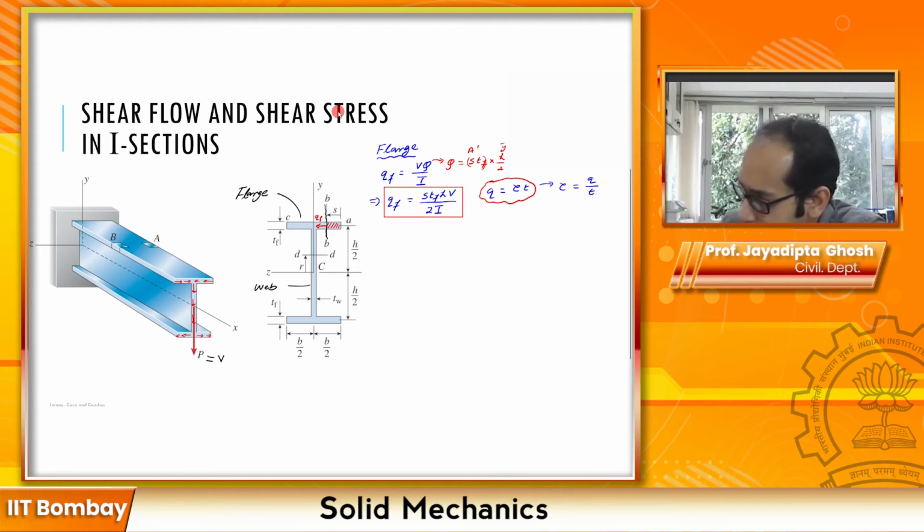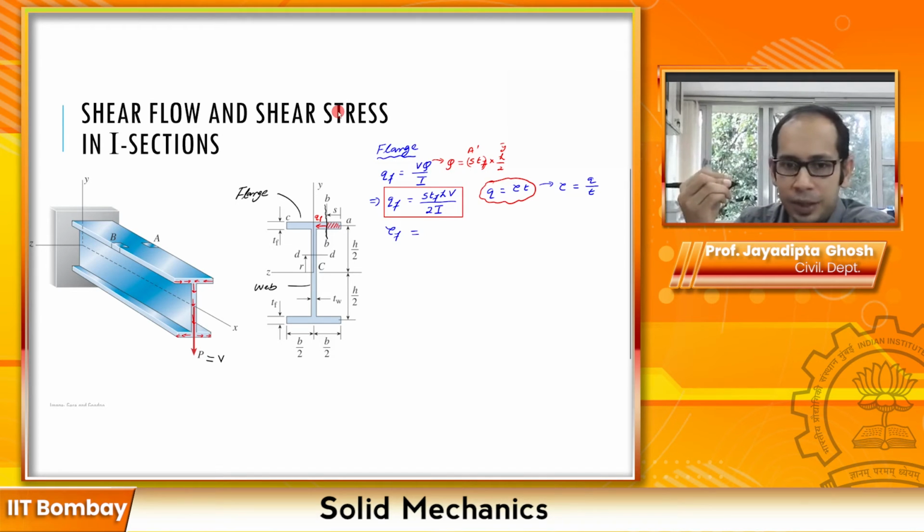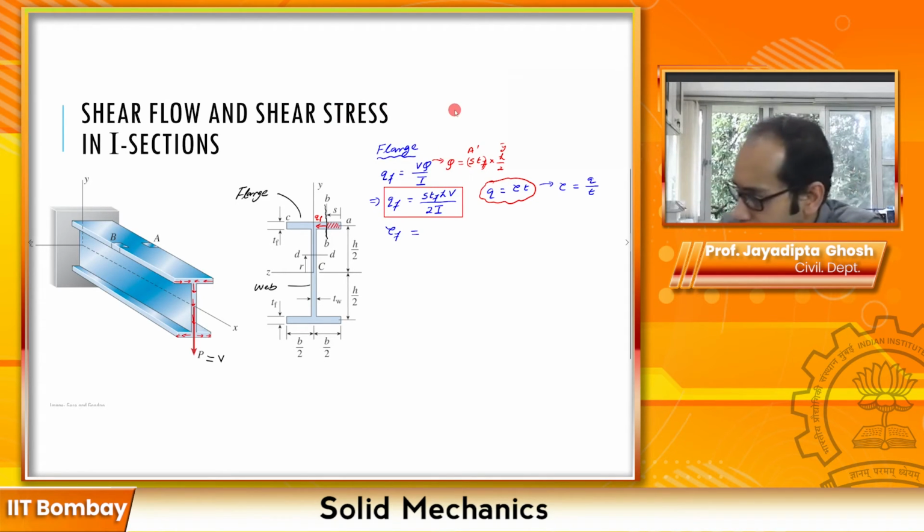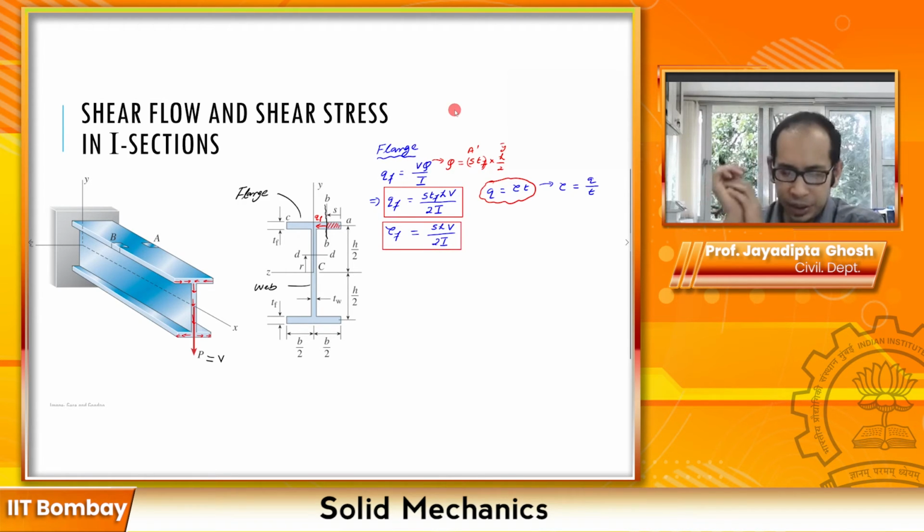So if I just write it out, my tau of F is going to be Q of F divided by the T of F. So essentially this T of F cancels out over here. So what you get is the simplified relationship as V times S divided by 2I. So this is the shear stress which you get in the flange, which is over there.